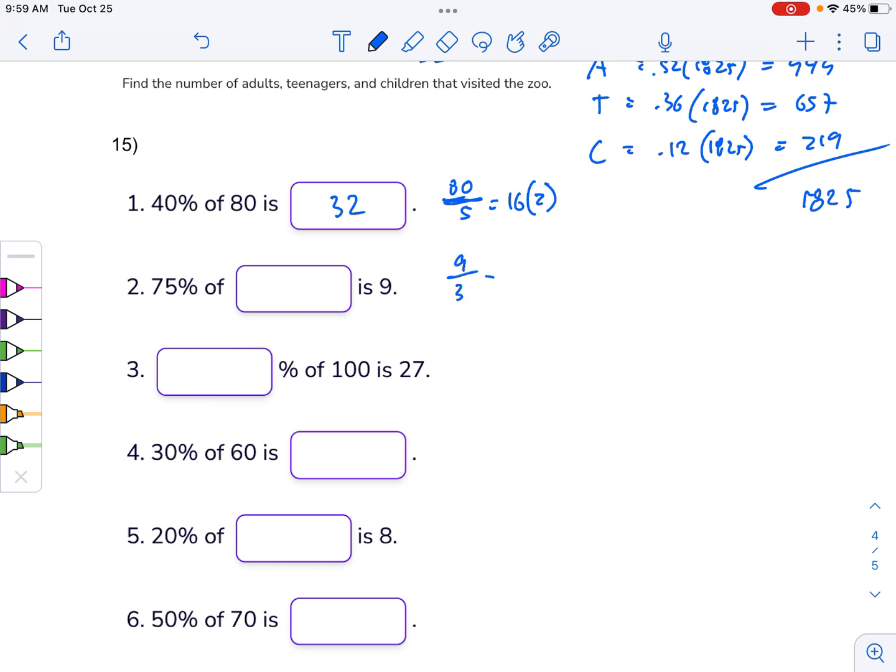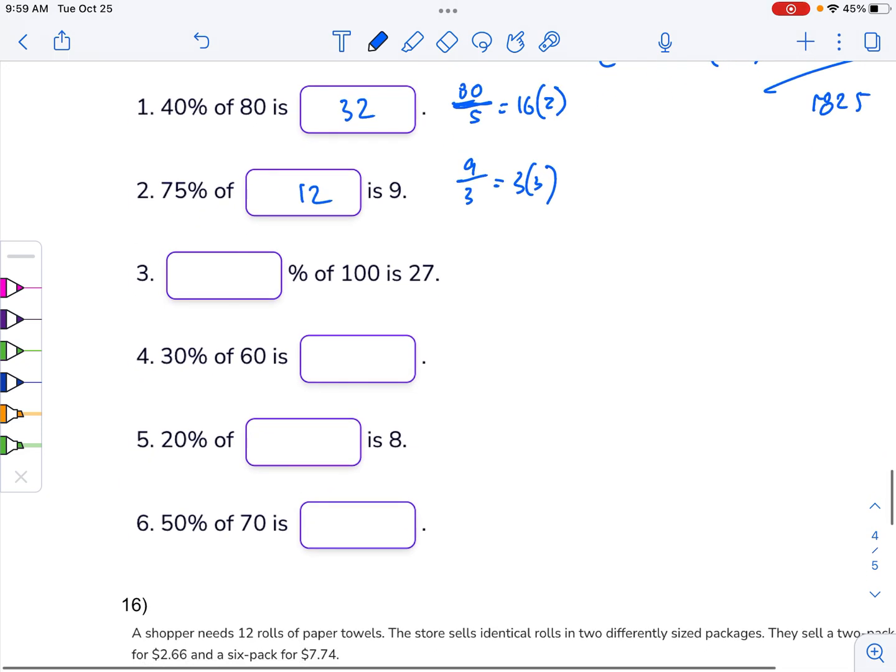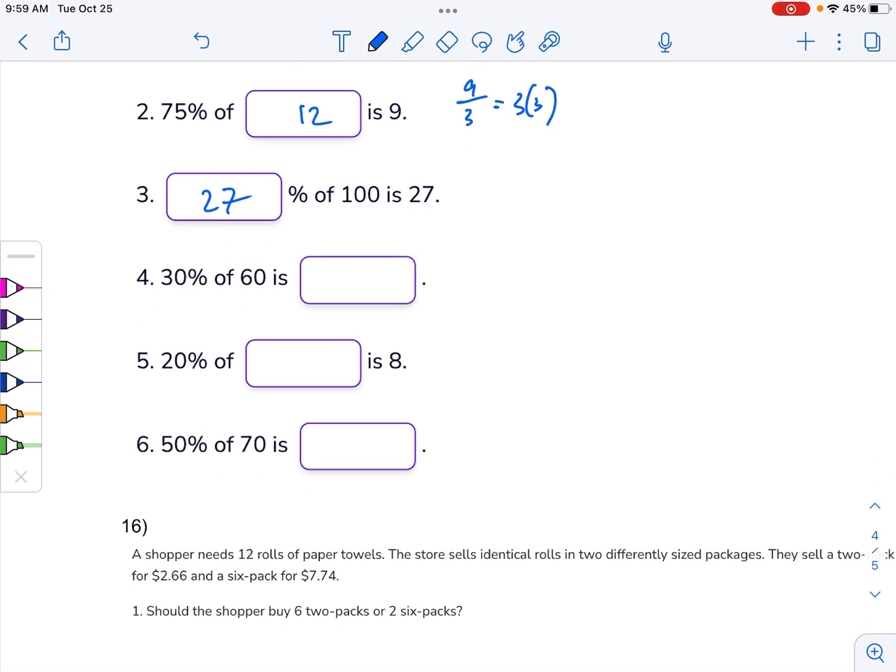75% of 9, so I'm going to take that 9 and divide it by 3 to get 3, that's 25%. I'm going to triple it to get me up to 75%. So that's going to get me 12. What percent of 100 is 27? Well, it's 27%, because percents are out of 100. Easy peasy.